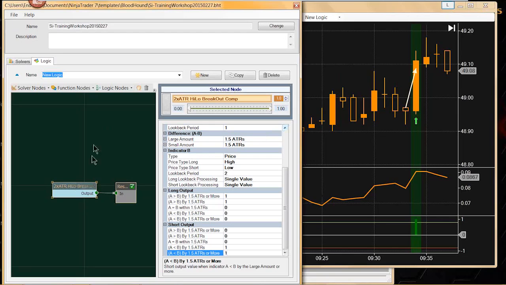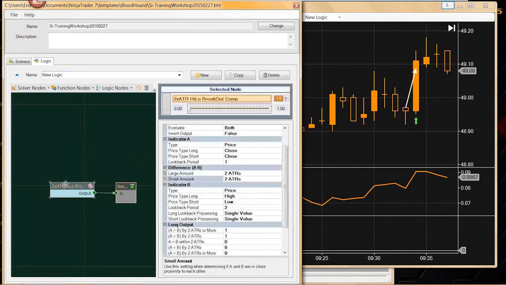All right, so I'll set this back to 2 ATRs there, and here, let me give this a name. All right, so we got a 2 ATR breakout, basically within 1 bar.